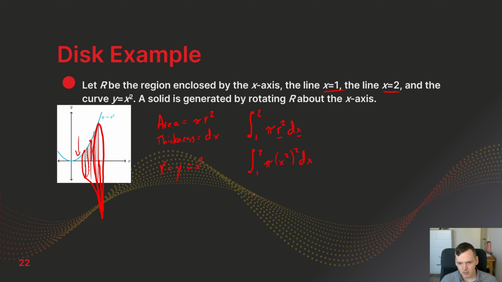We get 1/3 times pi times x cubed from 1 to 2. And then you can go through and finish that calculation. If you need me to double check it, that's fine. But let's jump into our next example where we look at washers.